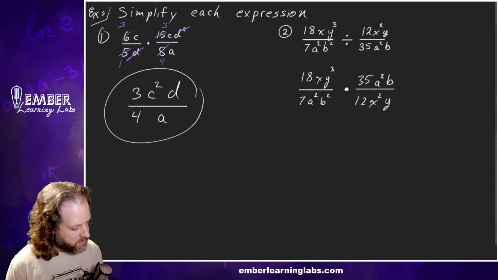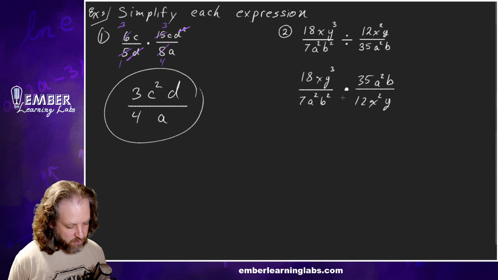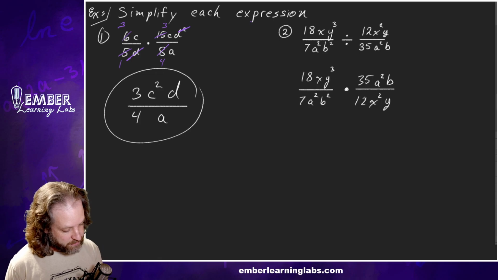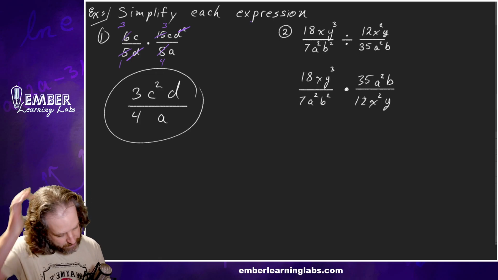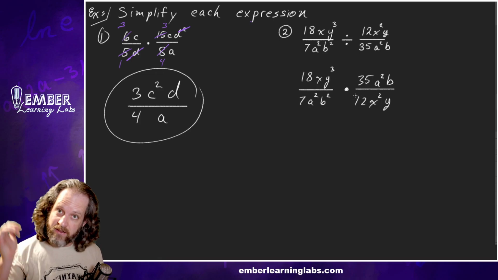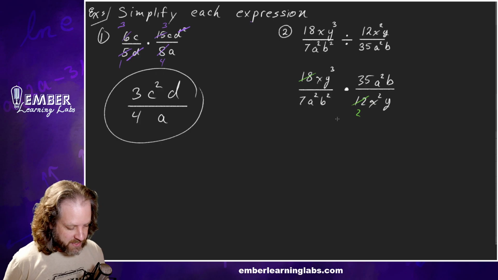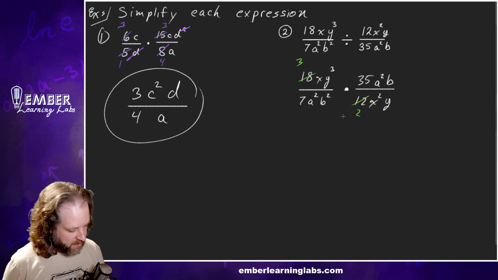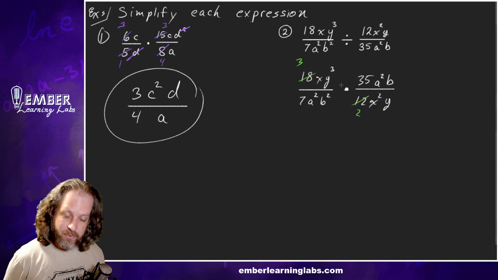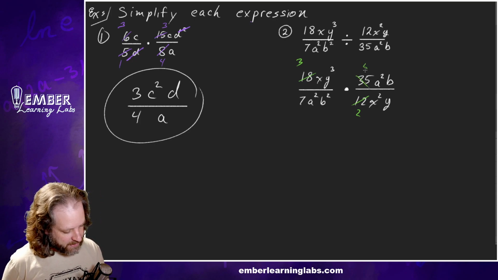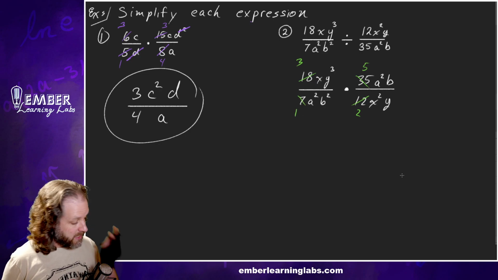So let's start with the numbers. So we've got these two that can be divided by, let's see, what's the biggest thing? 9 doesn't go into both. 6 does. 6 goes into both. 12 divided by 6 is 2. 18 divided by 6 is 3. What about these numbers? These are reducible by 7, right? Because 35 divided by 7 is 5, and 7 divided by 7 is 1. So now we took care of the numbers.